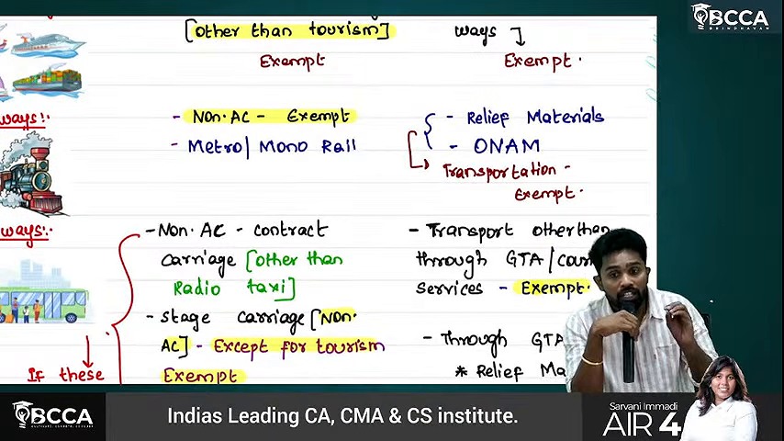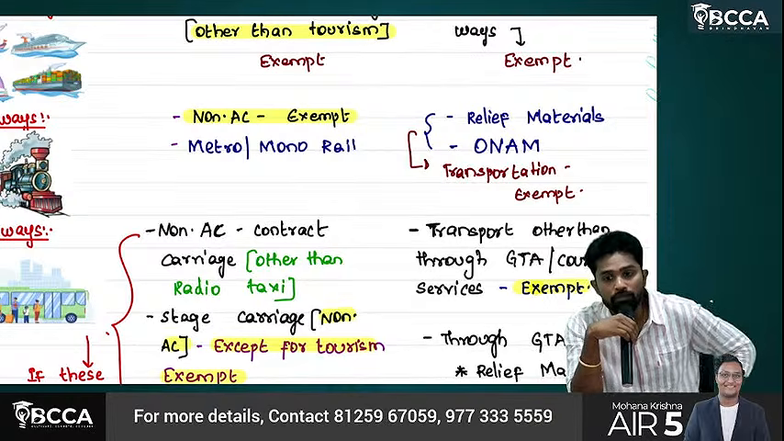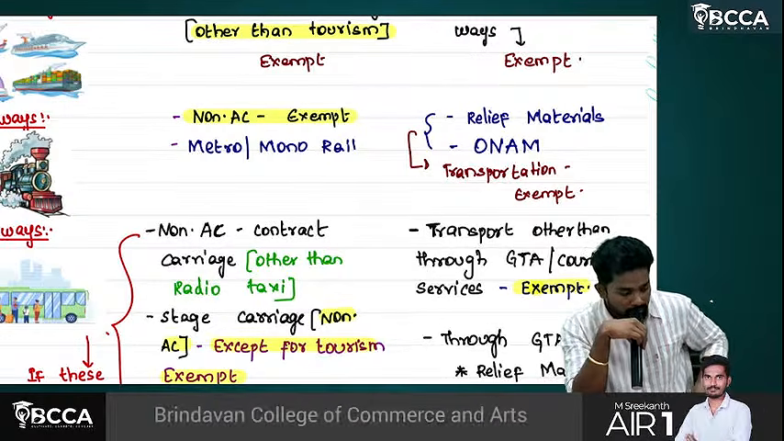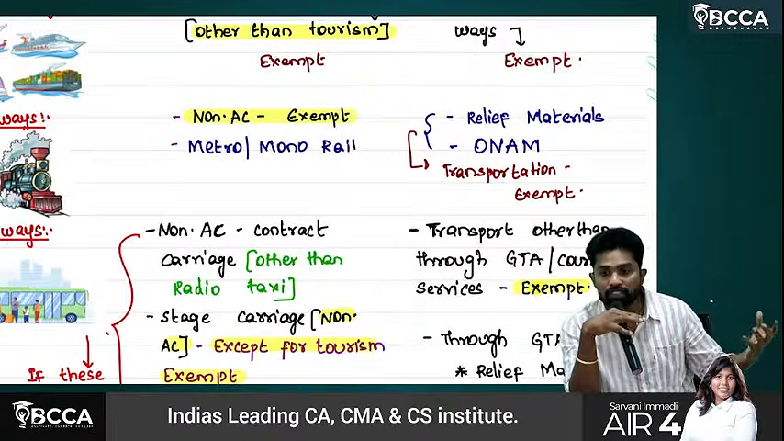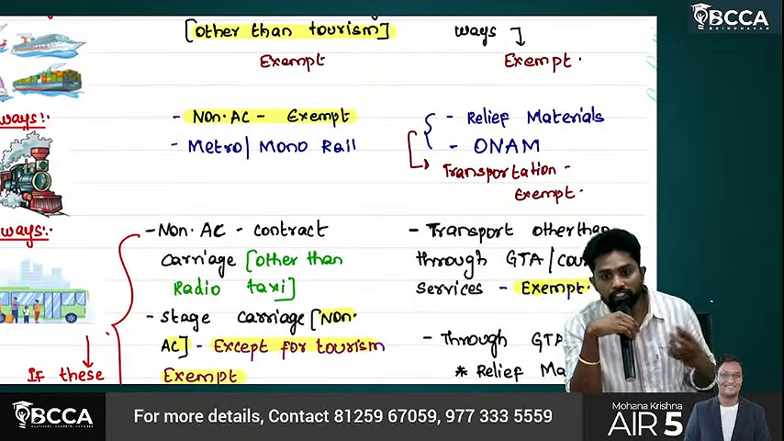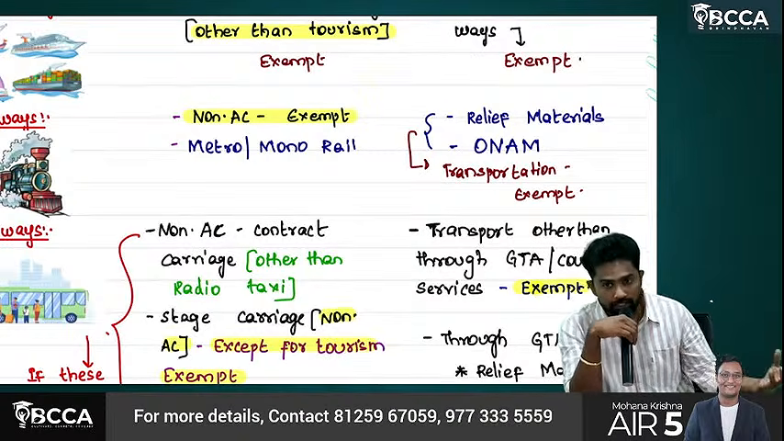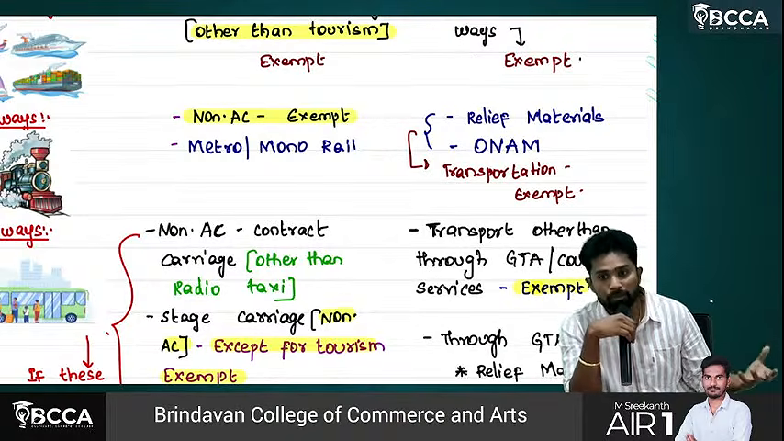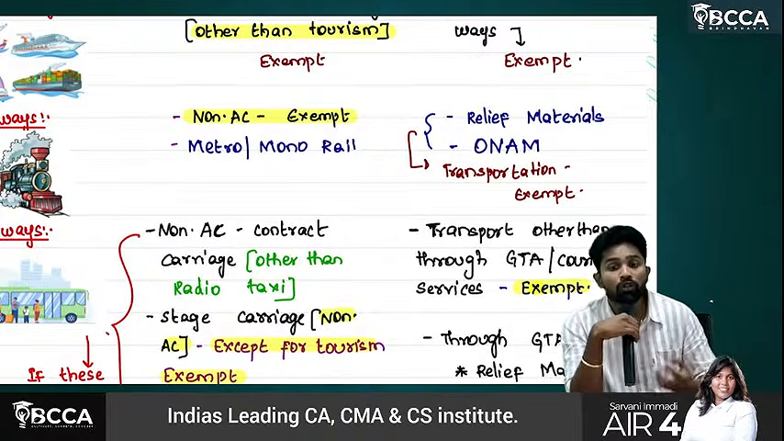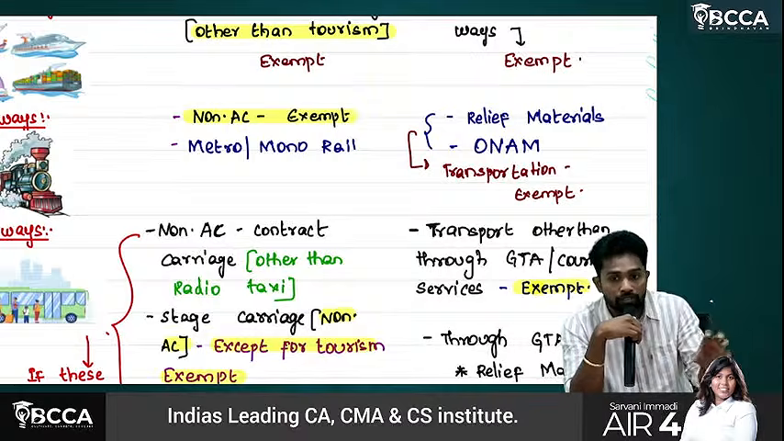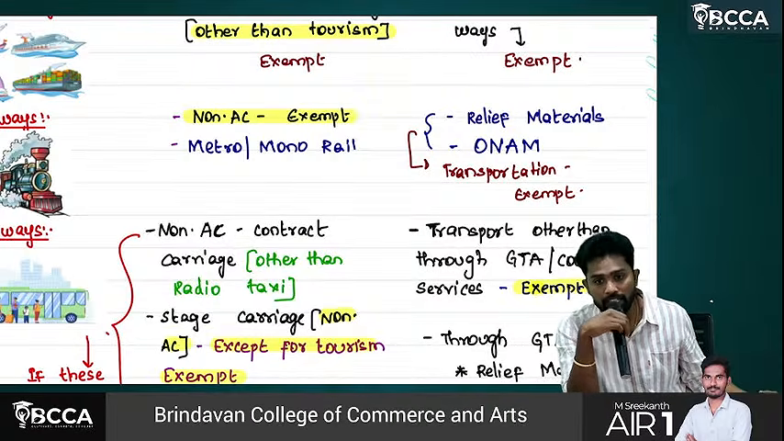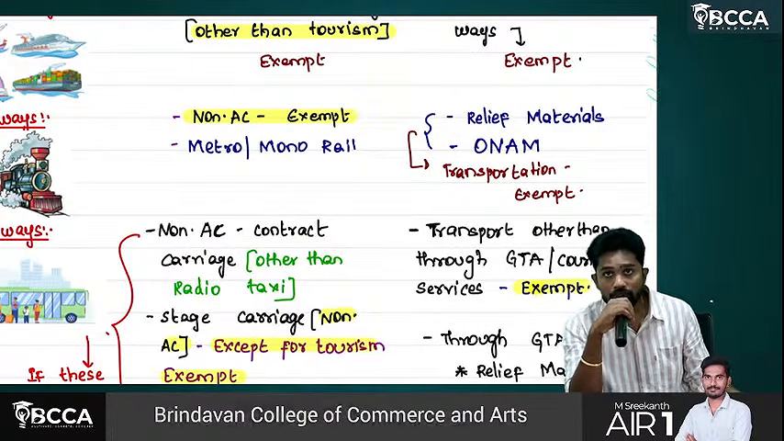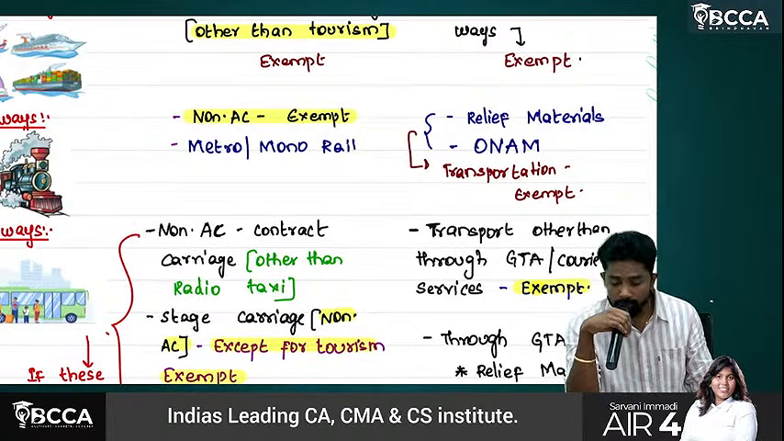What? Relief materials. What are called relief materials? If any floods or an earthquake happen, then the people might be suffering. So to provide them relief, vegetables, food grains, clothes, the basic amenities they need, medicines, all those will be sent to those people. Those are called relief materials. So when those relief materials are being transported, exempted.